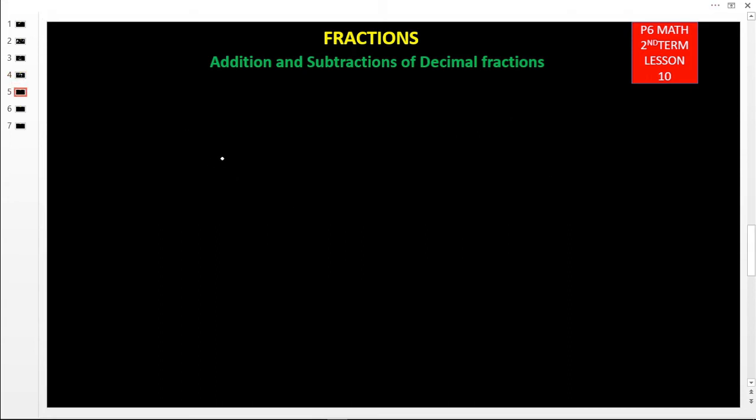Okay, so let us now take this other example. They are telling us to work out. Example 3, it is saying work out: this is 4.3, then plus 4.6, then minus 2.3.